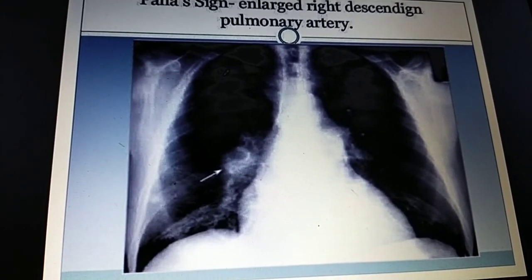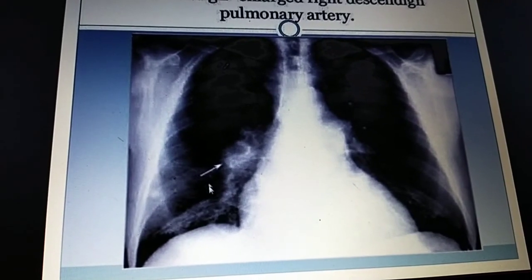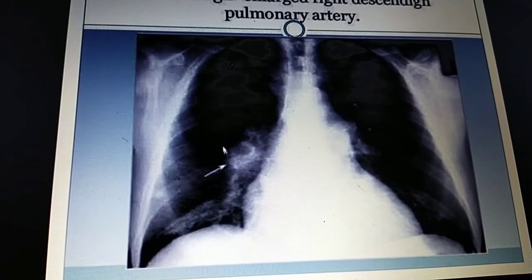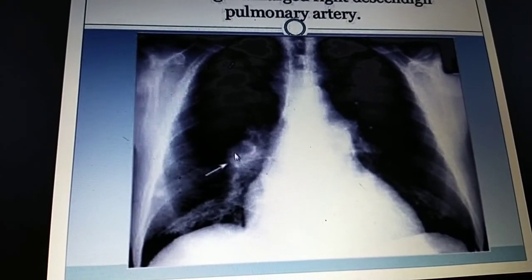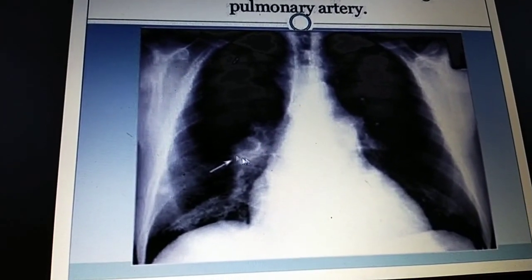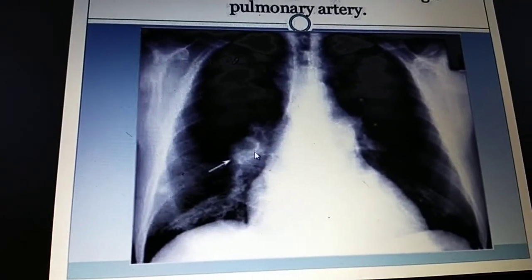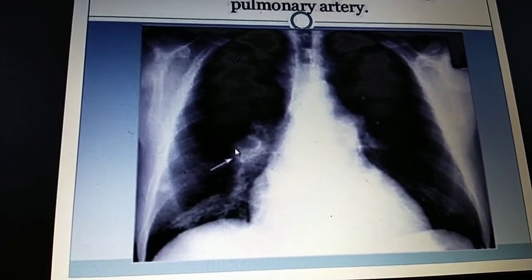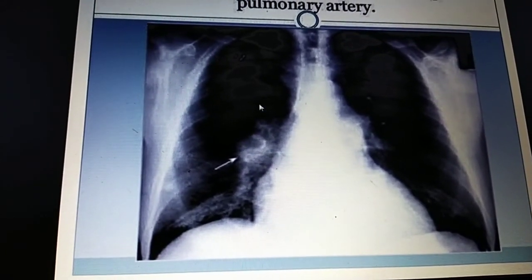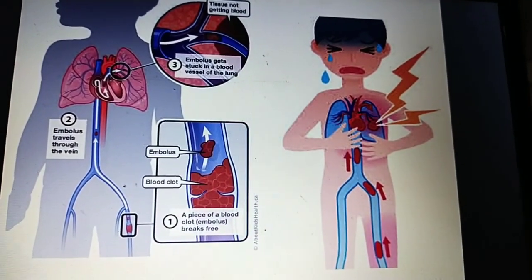It is sausage-like, or like cloth that in old Romans they wrapped around the neck. It looks like that. You can see here it is a sausage-like structure. This is called pulmonary embolism. This is the example of pulmonary embolism.